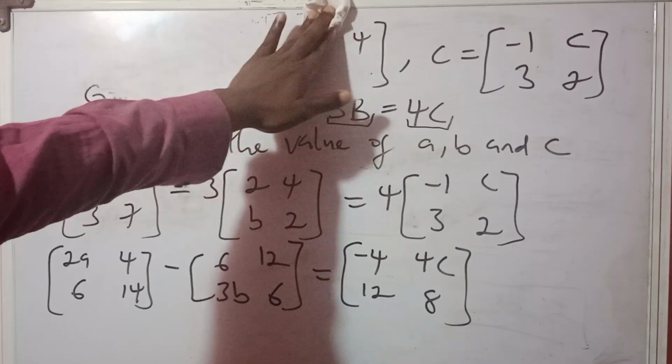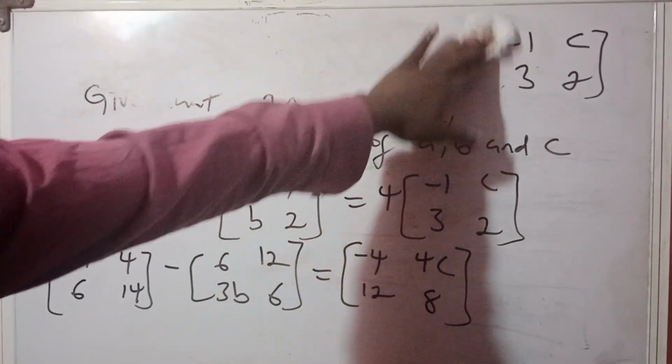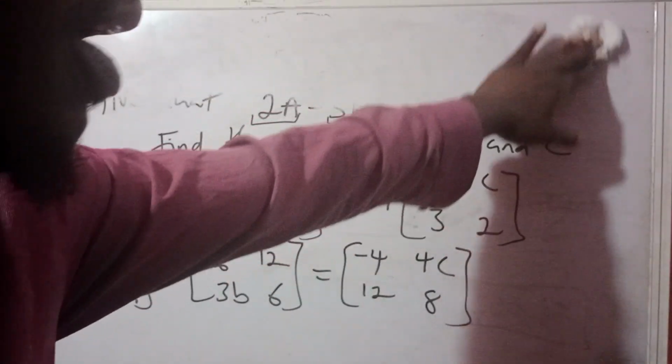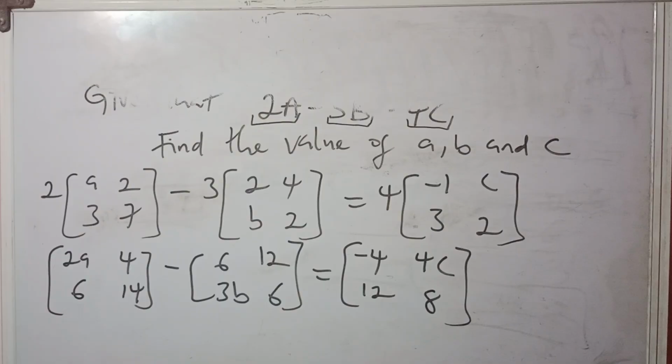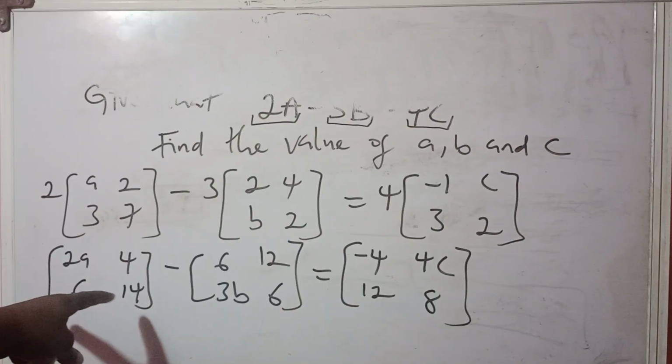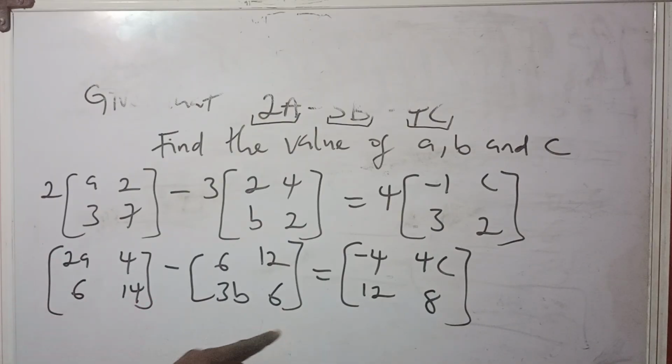Don't forget that with matrices you cannot subtract or add matrices without the same order. So this is a 2 by 2 matrix, and this is a 2 by 2 matrix. Those are the only type of matrix you can have matrix addition and subtraction with.